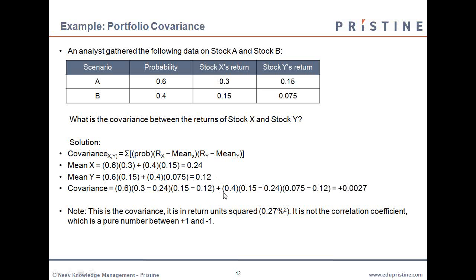Similarly, 0.4 is the probability of scenario B, and 0.15 is the stock X return in scenario B, and 0.24 is the mean of stock X return. So this is basically the formula of calculating the variance, covariance of stock X and Y. You must have done it in your statistics, right?